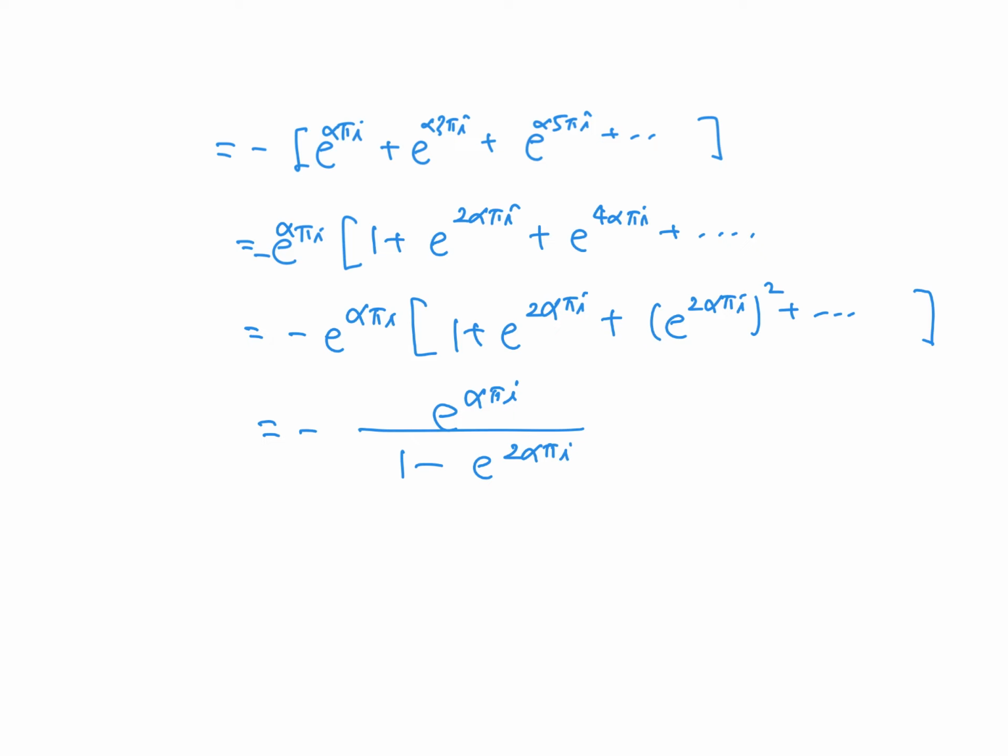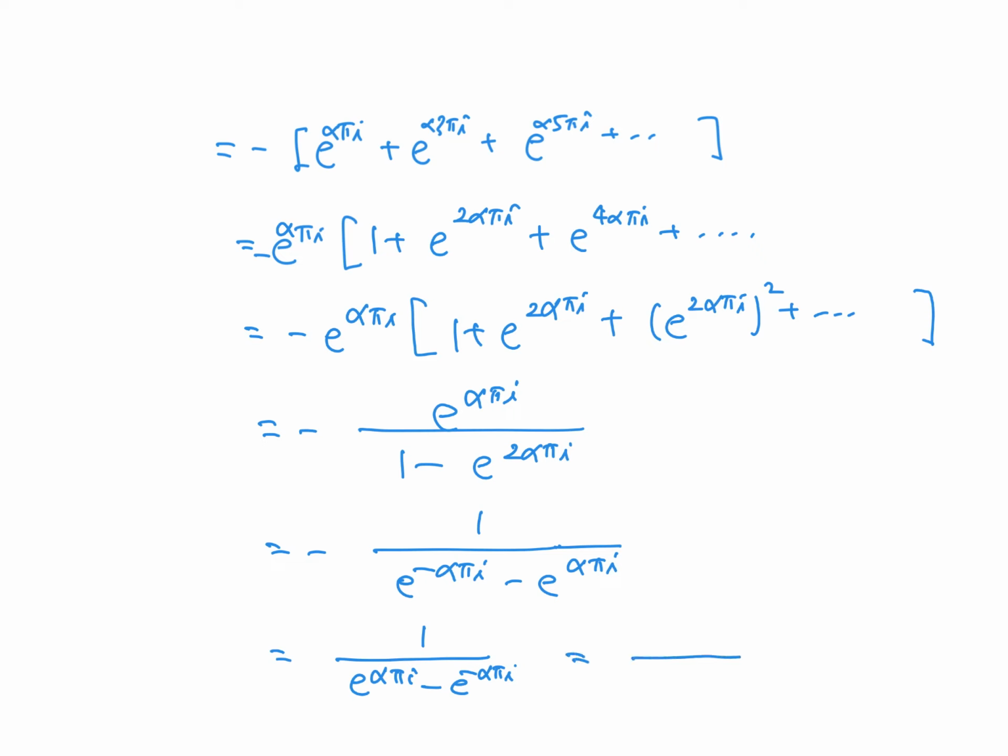And you can write 1 over exponential minus alpha pi i minus exponential alpha pi i. And you can change the sign, minus minus, it becomes 1 over exponential alpha pi i minus exponential minus alpha pi i. And this is very nice. This is what? 2i times sine alpha pi, right? That's your residue sum.